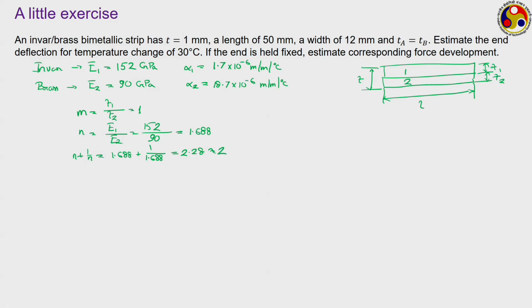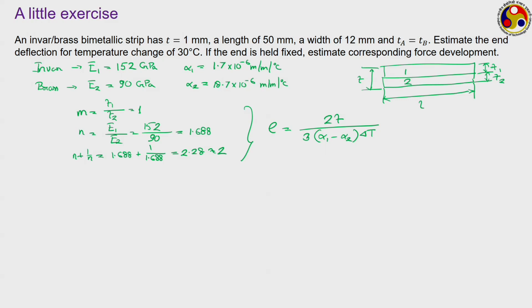You may doubt that 2.28 and 2 is significantly different, but there are certain situations where this value can be well beyond 2, and that is why around this range we can take it to be equal to 2. And when m equal to 1 and n plus 1 upon n equal to 2, then what is the relation corresponding to rho, the radius of curvature? This simplified relation that we have seen in the previous lecture is rho equal to 2t divided by 3 into alpha 1 minus alpha 2 into delta T, or T2 minus T1. So, this is a simplified relation for the case when m equal to 1 and n plus 1 upon n is equal to 2.